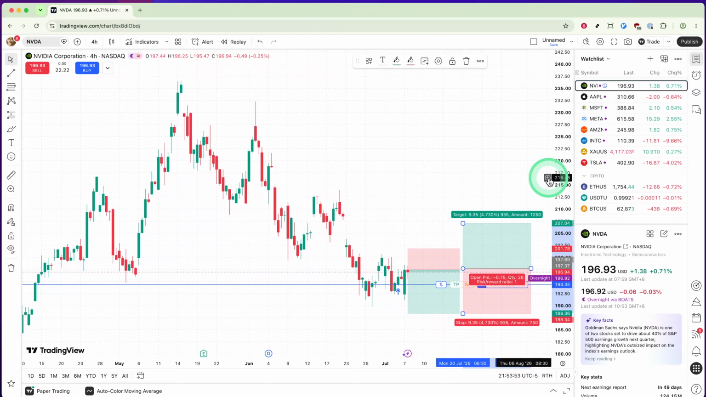And there you have it. That's how to use the position tool in Tradingview to size your trades effectively and stay disciplined in your approach.